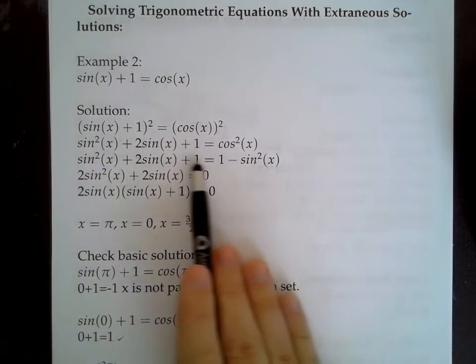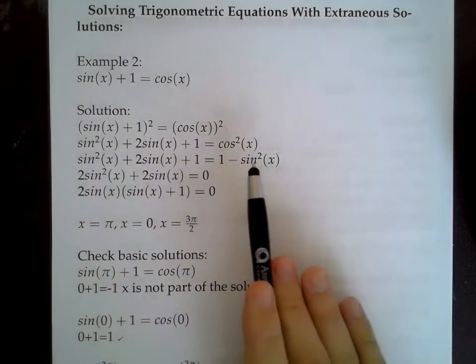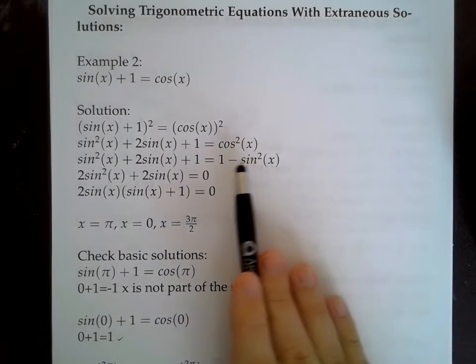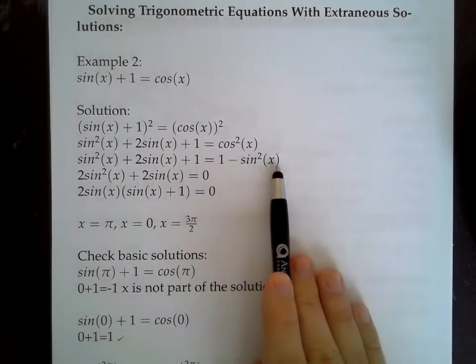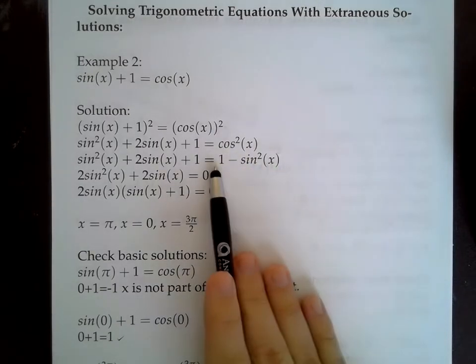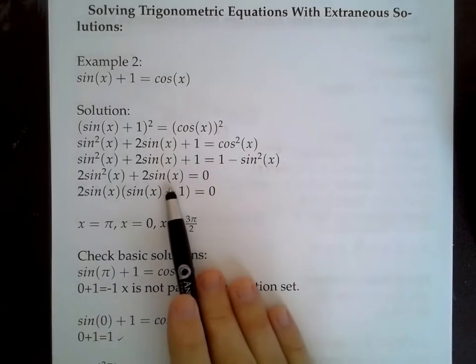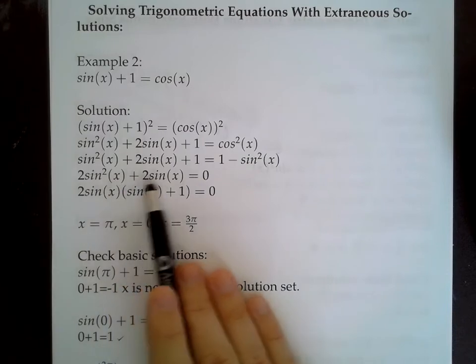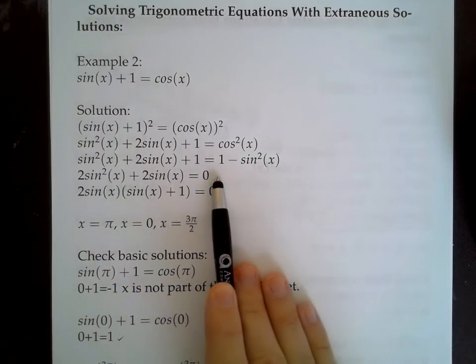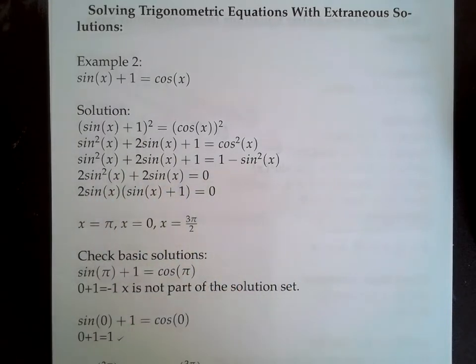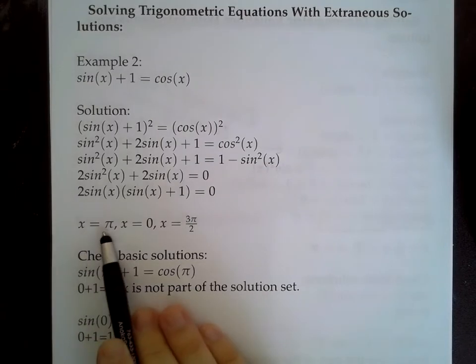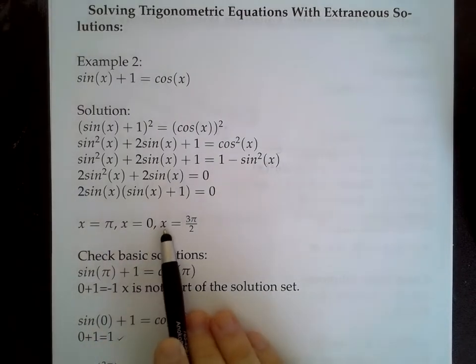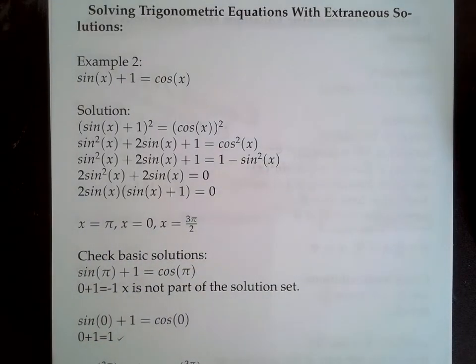Since the majority of my terms are in sine, I'm going to convert my cosine. So this gives me 1 minus sine squared x on the right-hand side. Just like before, I'm going to move my right-hand side over using my rules of algebra, and it's going to give me 2 sine squared of x plus 2 sine of x is equal to 0. That's something I can do with the zero product property once I've factored out the greatest common factor. Now in this case, I get x is equal to pi, x is equal to 0, and x is equal to 3 pi over 2.